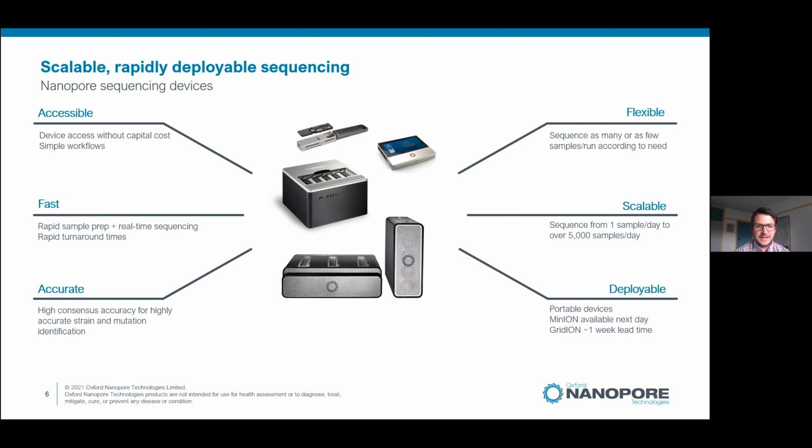So when we say things are scalable, it means you could run 1 sample a day if you wanted to, or up to 5,000 samples a day. And it's completely up to the user what they want to do about that. And all these things tied together mean that it's deployable, and these portable devices are available very rapidly. So if a new outbreak were to occur, and we know it may, then a MinION can be available the next day, and a GridION within a week. And this enables us and the users to flex depending on different outbreaks and different situations and different capacities and so on.